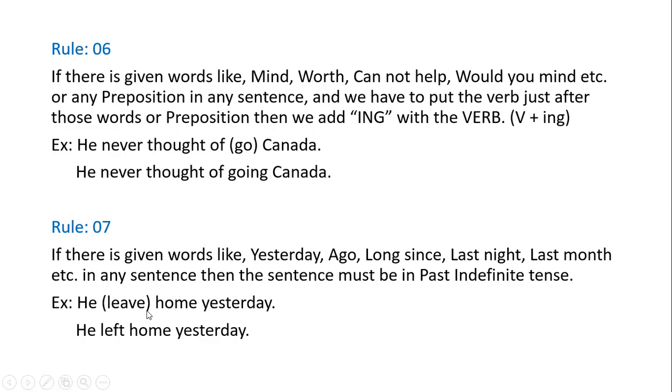He (leave) home yesterday. In the bracket, you can see there is a verb "leave." You see here is "yesterday," and our rule is also saying that if there are words like "yesterday," "ago," or "long since" in any sentence, we have to put the verb in the past form. By noticing this "yesterday," we can easily find out that this sentence is in past indefinite tense. So we have to change the verb "leave" into the past form, that is "left," and the correct sentence will be: He left home yesterday.